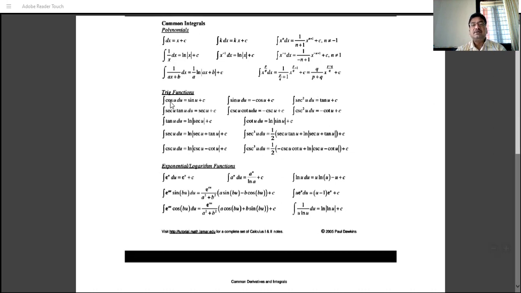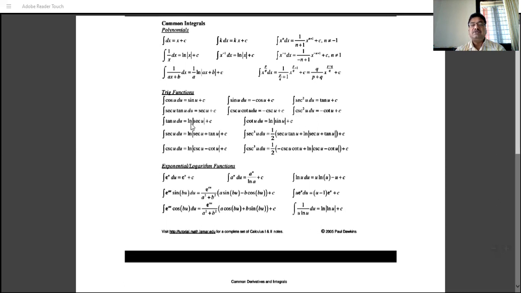Similarly, the rules: integration of cos x is sin x. Integration of sin x is minus cos x. Integration of sec square x is tan x, because the derivative of tan x is sec square x. Then the derivative of sec x is what? Sec x into tan x. So integration of sec x into tan x is sec x. The derivative of cosec x is minus cosec x into cot x. So integration of cosec x into cot x is minus cosec x. The derivative of cot x is what? Minus cosec square x. And that's why integration of cosec square x is minus cot x.